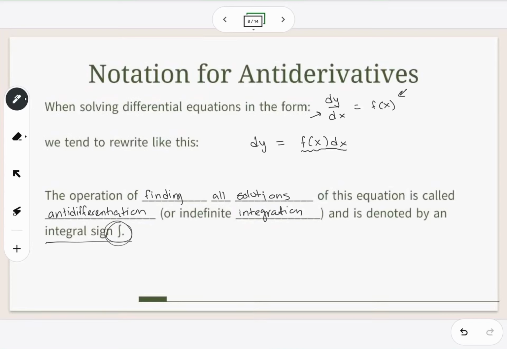Welcome back to the second part of this lesson for section 4.1. This is where we left off.